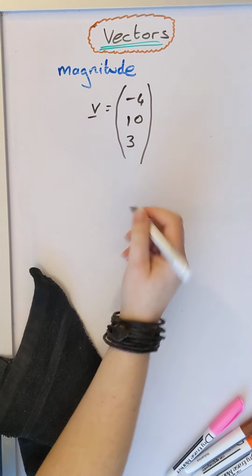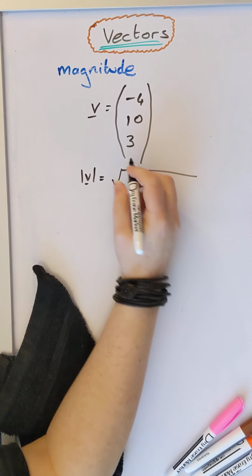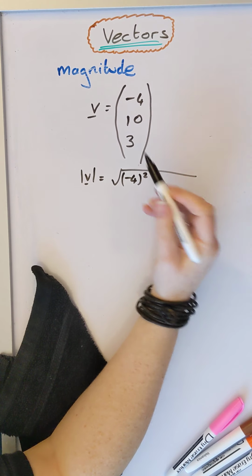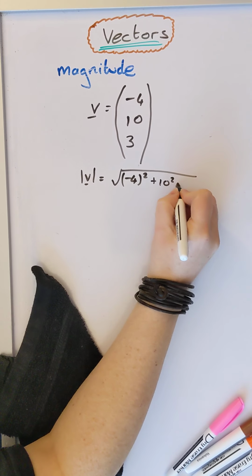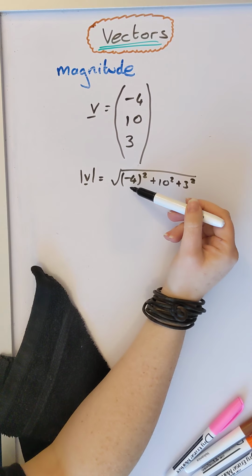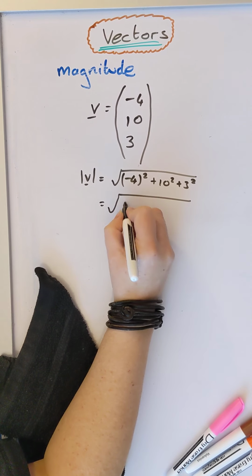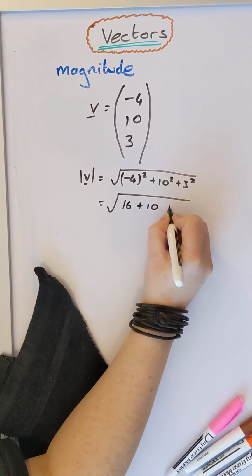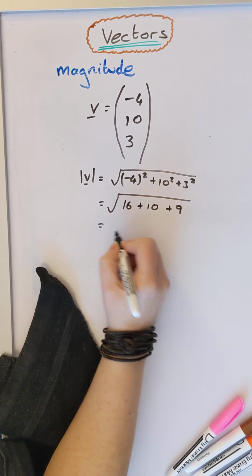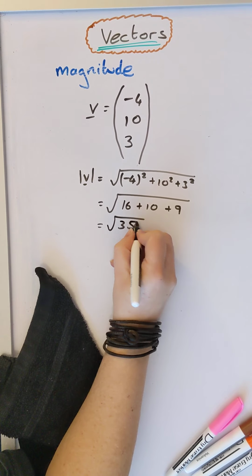The length, the magnitude of v is going to be the square root of -4 squared, the minus is squared, plus 10 squared plus 3 squared. Now remember, a minus times a minus gives us a positive. So it's the square root of 16 plus 100 plus 9. That is going to be the square root of 35.